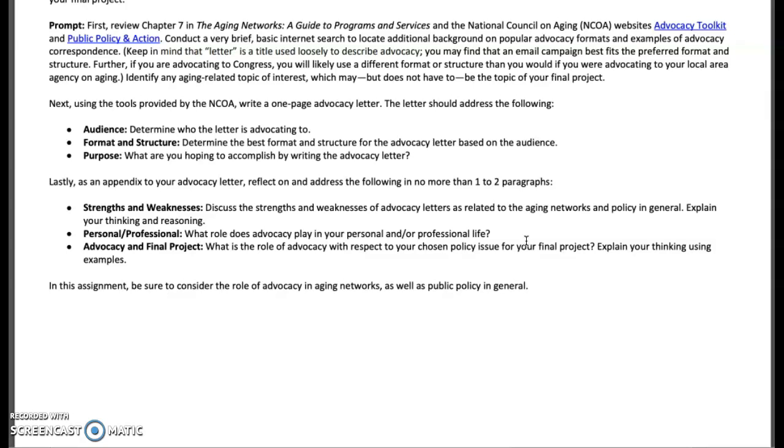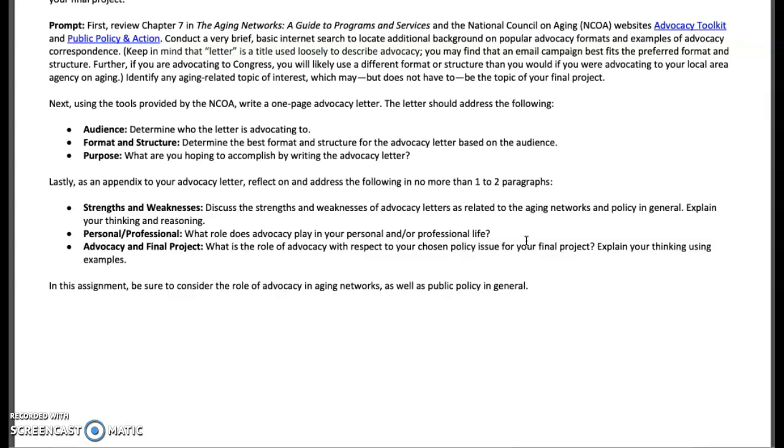Your personal and professional reflection. What role does advocacy play in your personal and professional life? And lastly, advocacy in your final project. What is the role of advocacy with respect to your chosen policy issue for your final project? Explain your thinking and use examples.